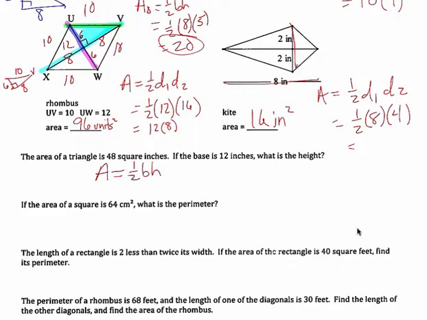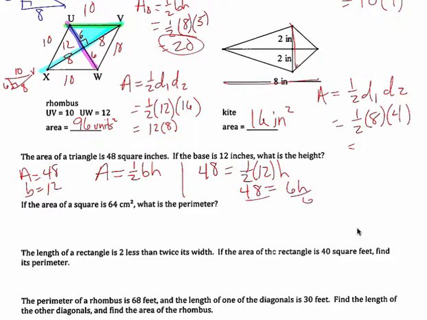Well, they're giving me some of those numbers. It says the area is 48, and it says the base is 12. So I'm going to plug those into my formula. This means 48 equals 1/2 times the base of 12 times the height. This is just an algebra equation that I need to solve now. This means that 48 equals 6 times the height, and then I can divide both sides by 6. This has to be a height of 8 for this to hold true.